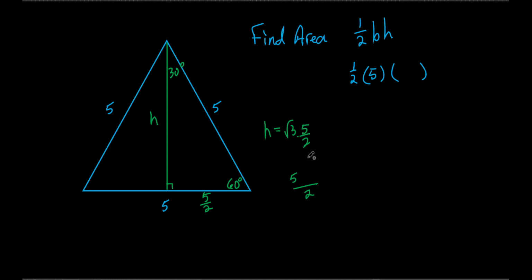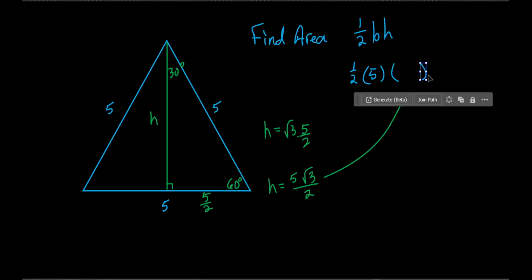You're absolutely right. It's 5 what? Times the square root of 3. I was blanking out there. All right, so that is your height. Yes? So where can we put that? Put it right there. So we put what? 5 square root of 3 over 2.